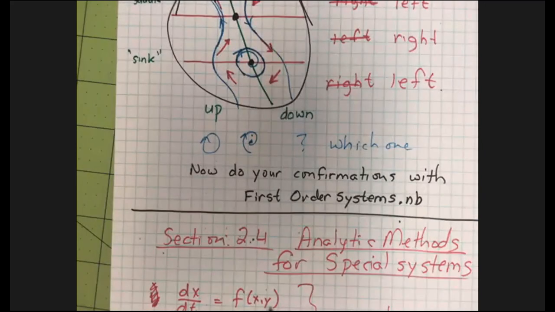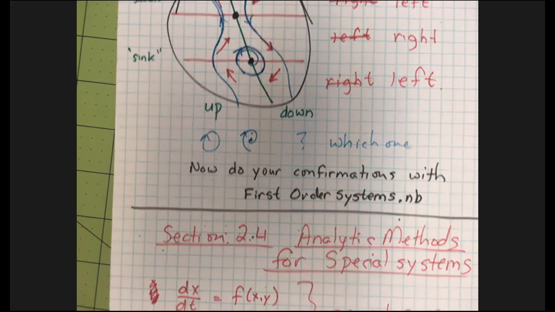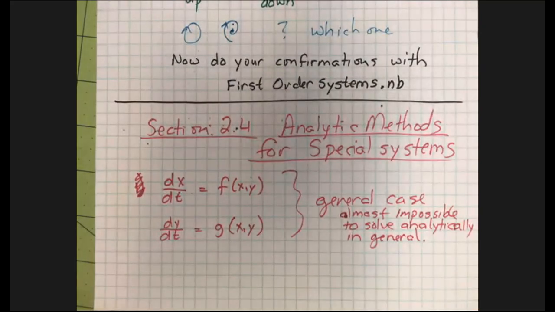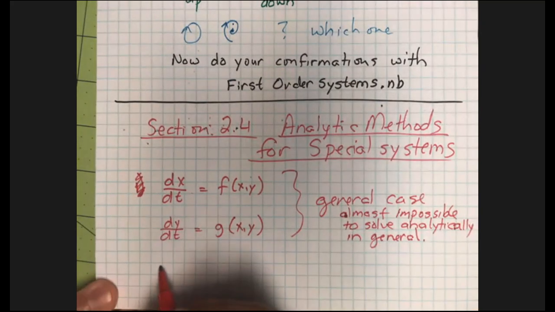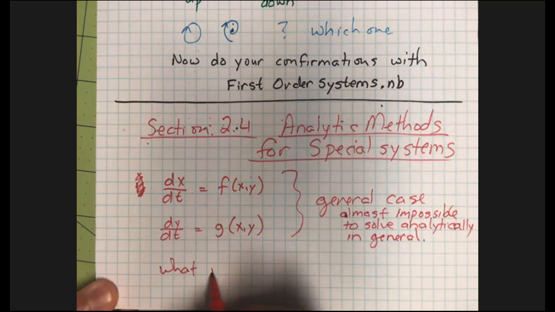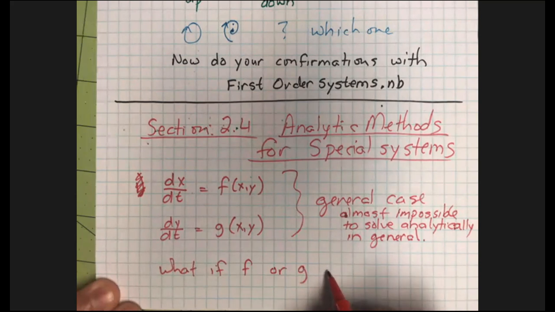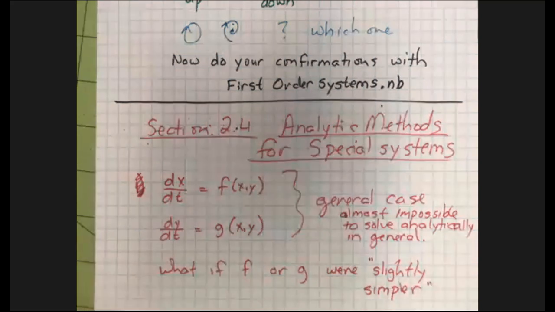But what if F was a little bit simpler or G was a little bit simpler? What if F or G was slightly simpler? Whatever that means.